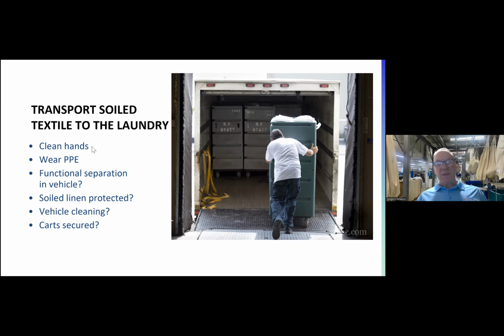So hopefully the people clean their hands before and after handling that. They wear proper PPE. There's functional separation in the vehicle. That means no soils and cleans commingled together. And if there are soils and cleans commingled together, then there's very good protection of both the soil and the clean so they're not touching each other. There's maybe wrapping of the clean, wrapping of the dirty, but we don't want any possible way that the clean textiles can become contaminated by the dirty textiles. We also want to clean the vehicle after every use. And this goes for in the hospital and with an offsite laundry.